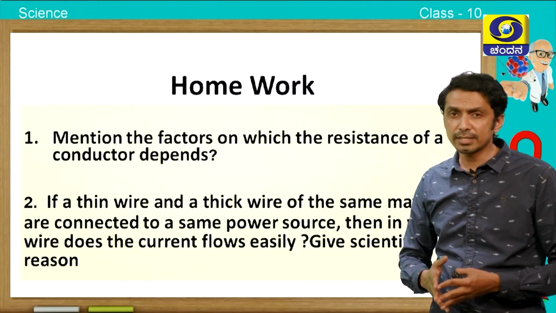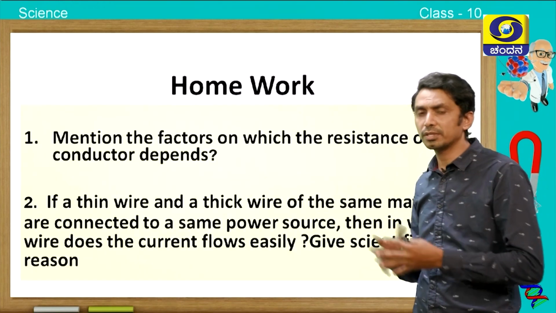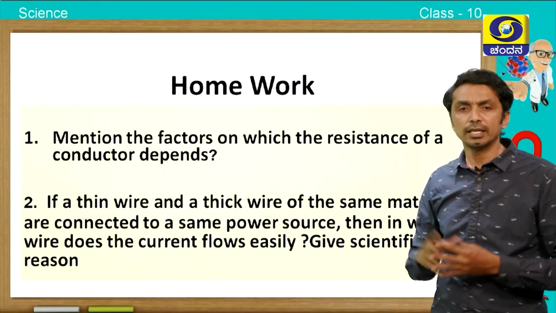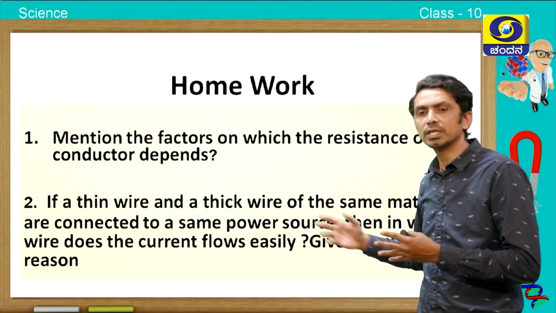Out of today's class, you need to note down these two questions that we have given here and try to solve more questions in the textbook. Mention the factors on which the resistance of a conductor depends. Second question, if a thin wire and a thick wire of same material are connected to a same power source, then in which wire does the current flow easily?